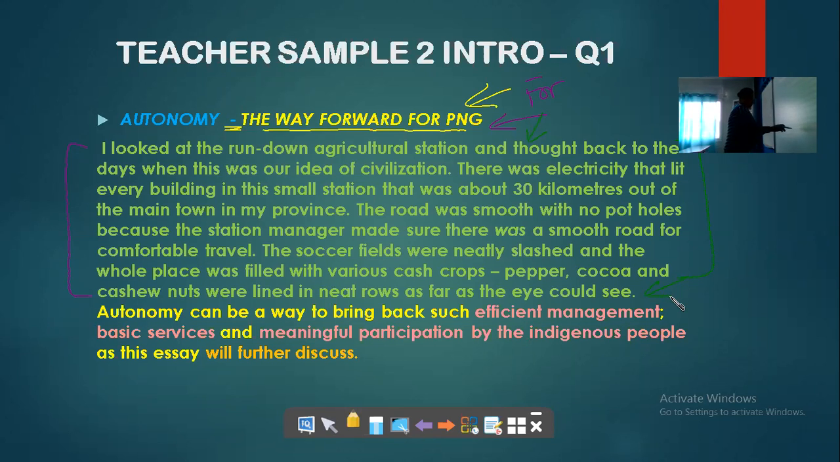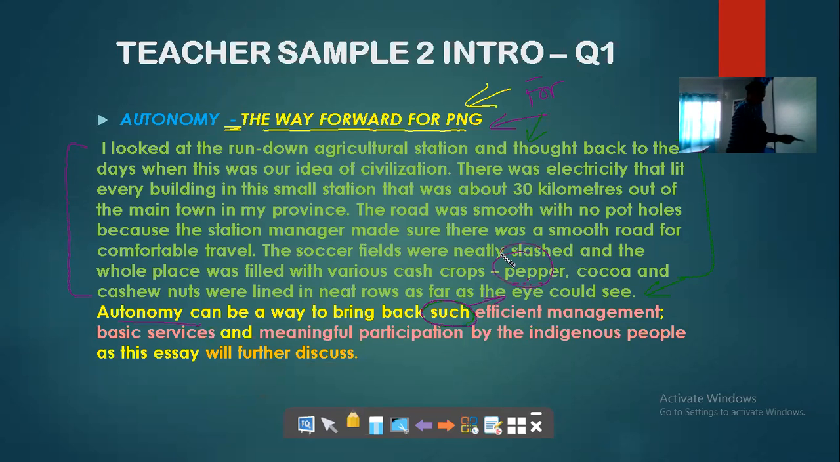Autonomy can be a way to bring back... This word here is called what's the word? What am I doing here? I'm making a connection. I'm making a link, right? So in this story I told, I'm saying that if we bring the idea of autonomy, it can bring back such things that I spoke about in this story.